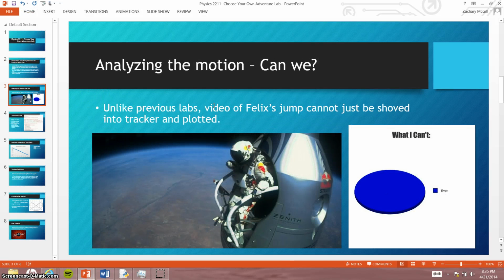So first off, we're going to talk about analyzing the motion, which we first have to answer, can we? Unlike previous labs, the video of Felix's jump cannot just be shoved into Tracker and easily plotted. There's a couple reasons. The first is there's no camera that can capture the entirety of Felix's motion. When he jumps out of this balloon, you can see the curvature of the Earth even. He's so high up, there's no possible camera that could capture this motion. If you haven't before, please YouTube Felix Baumgartner jump. It's not a video that could be useful for the lab, but it's really interesting to see.